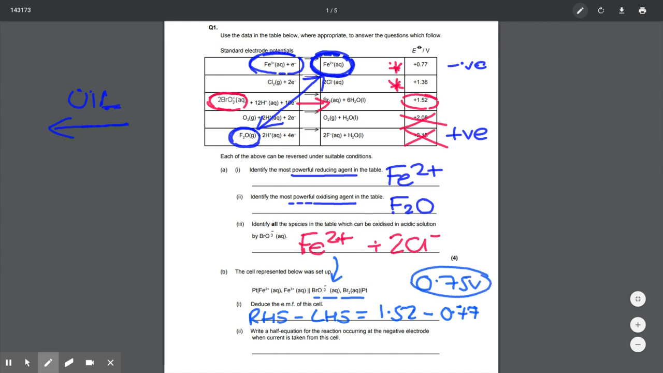The half equation that then occurs at the negative electrode is the left-hand side one. And so the half equation for that is simply Fe2+ going to Fe3+. And in order to do that, the electron has been lost.